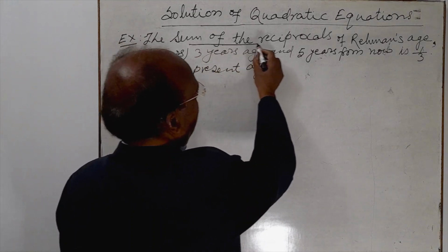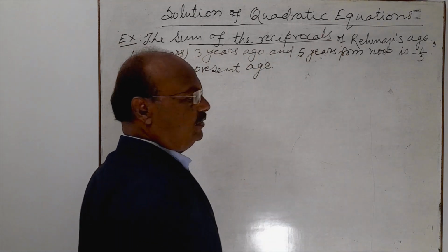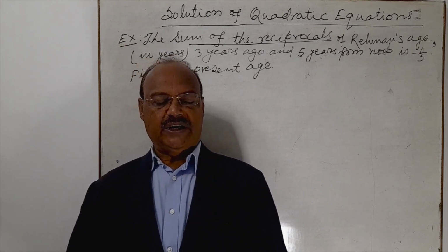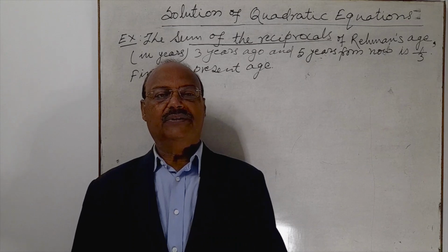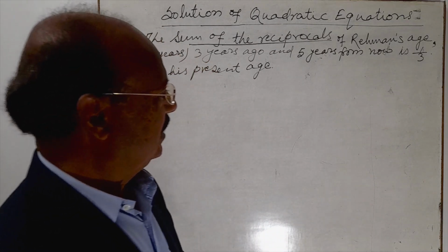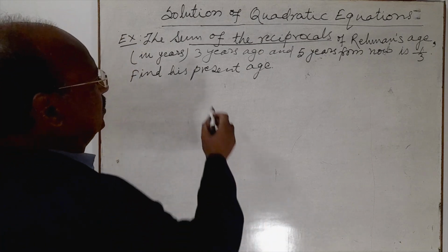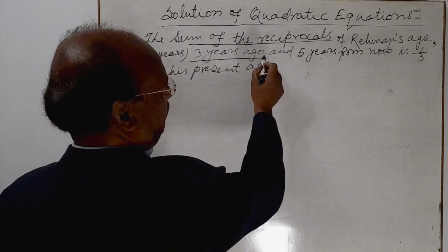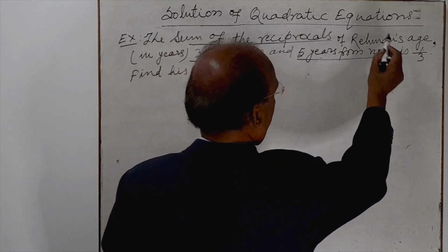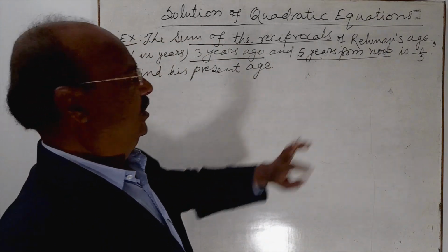The sum of the reciprocals. You know, reciprocal of x is 1 by x. Reciprocal of a is 1 by a. So here the sum of the reciprocals of Rehman's age 3 years ago and 5 years from now is 1 by 3.